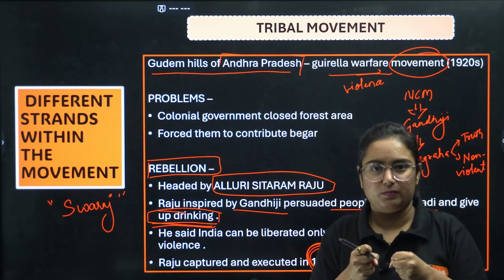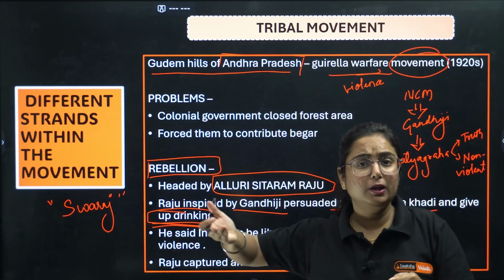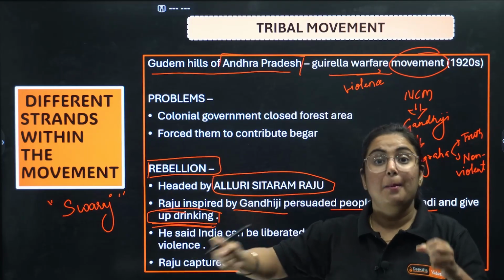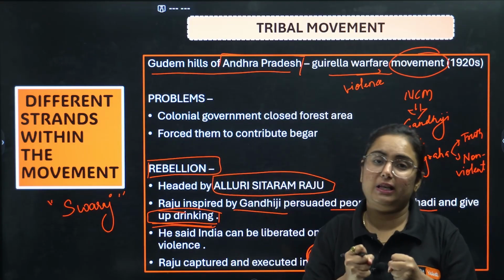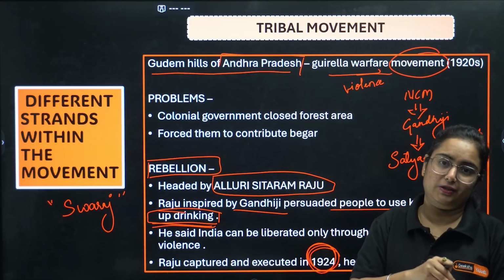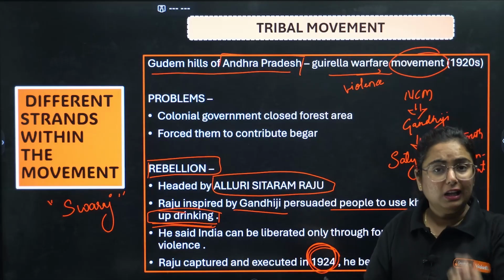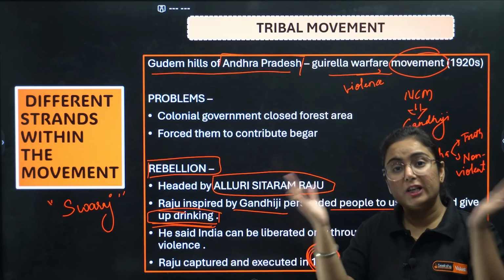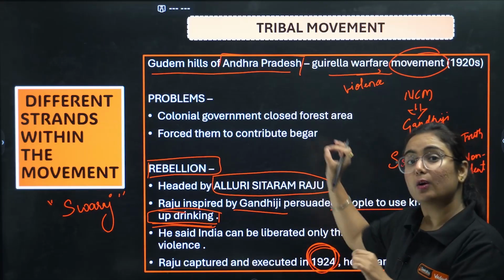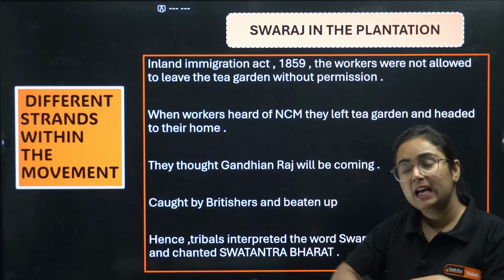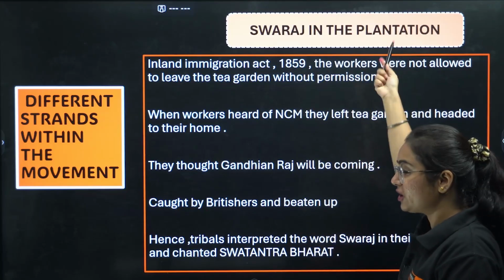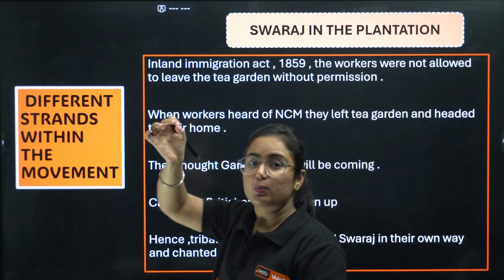Pay attention, right? There can never be a common cause for such a diverse nation, but there can be commonness to bring people together for a national movement, which was done by Gandhiji. Taking all the issues, all the communities worked together, fighting in their own way to get freedom from Britishers. Moving to the last one, that is Swaraj in the plantation. For plantation workers, what was Swaraj?